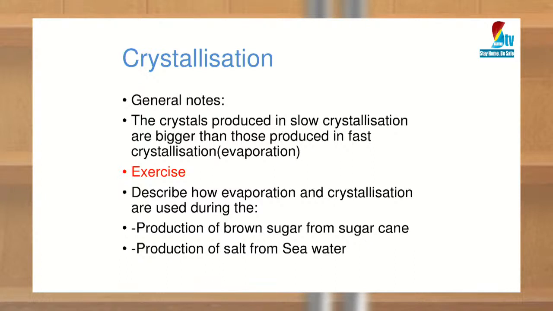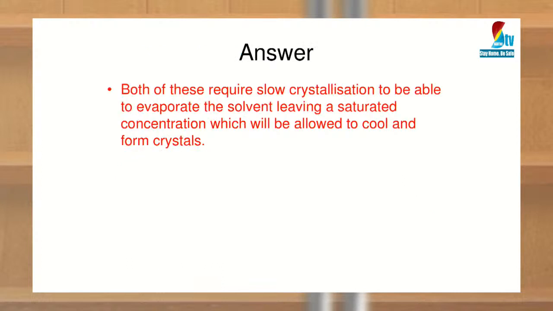Let us do this short exercise. Describe how evaporation and crystallization are used during the production of brown sugar from sugarcane, the production of salt from seawater. The response, dear learner, was saying, you know salt, you know sugar. These are in crystalline forms, right? So it means this requires slow crystallization.